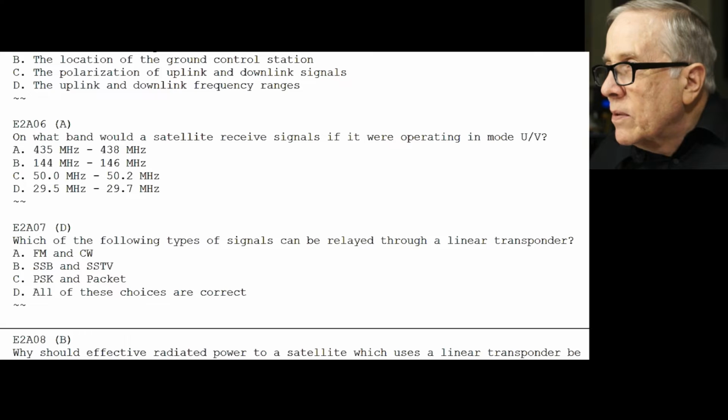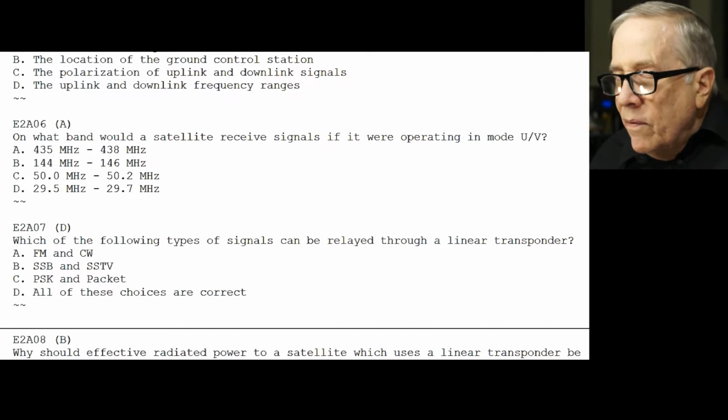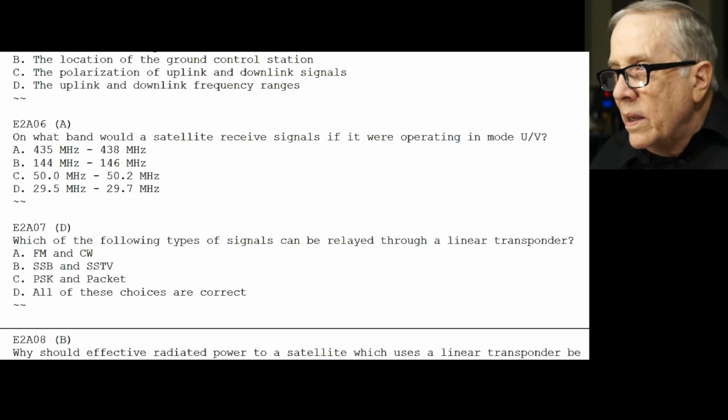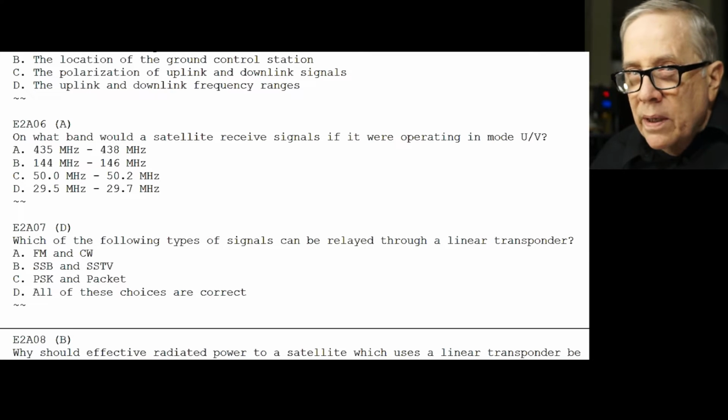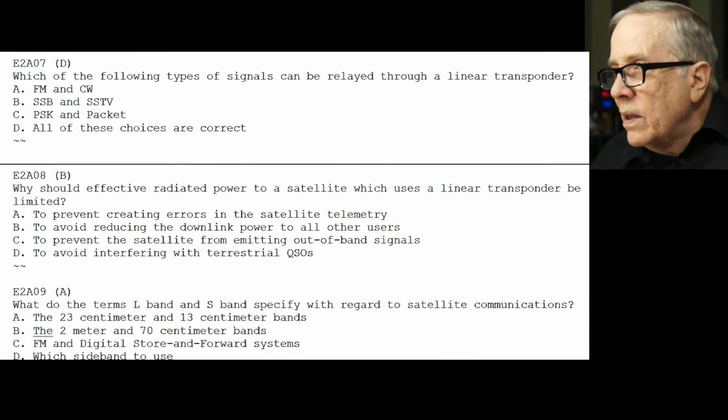E2A07, which of the following types of signals can be relayed through a linear transponder? Very few questions on the exam are all, and this is one of the few, and it's all modes: FM, CW, SSB, SSTV, slow scan TV, PSK, and packet frequency shift keying.